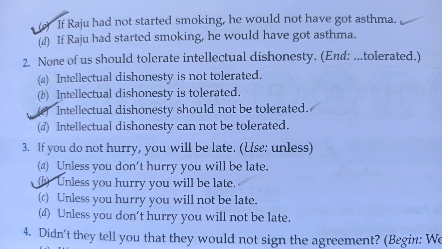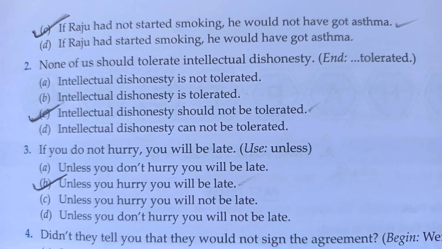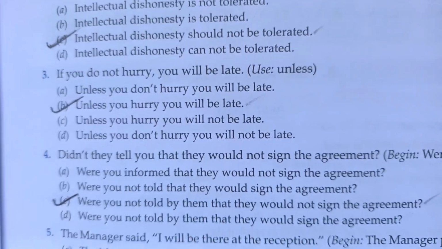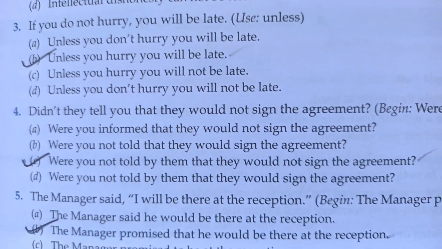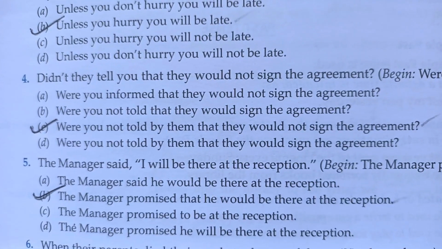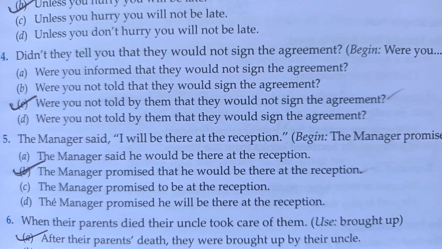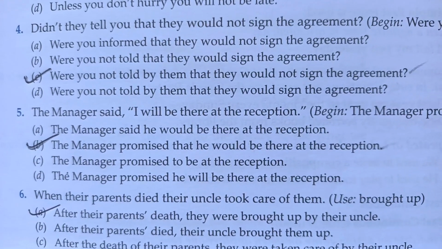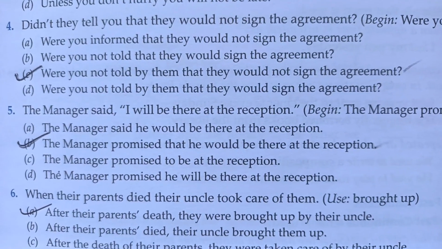Number 3, if you do not hurry, you will be late. So here we have to use the word unless. So the correct option is B. Unless you hurry, you will be late. Number 4, didn't they tell you that they would not sign the agreement? So here you have to begin were you. So the correct option is C. Were you not told by them that they would not sign the agreement?